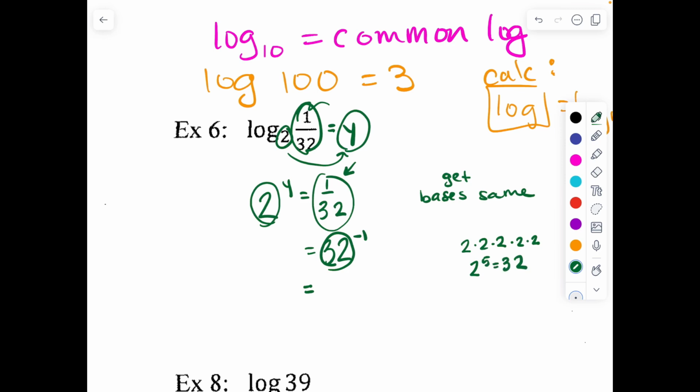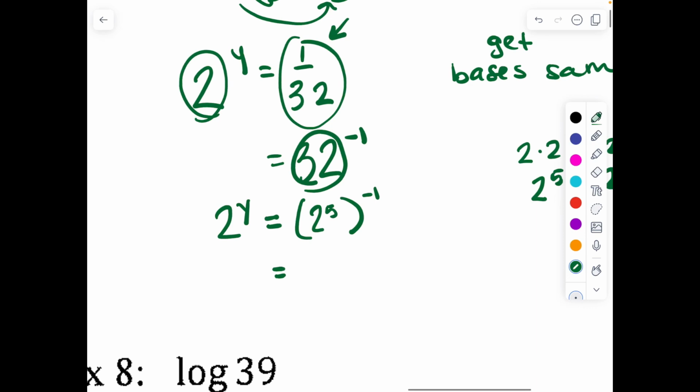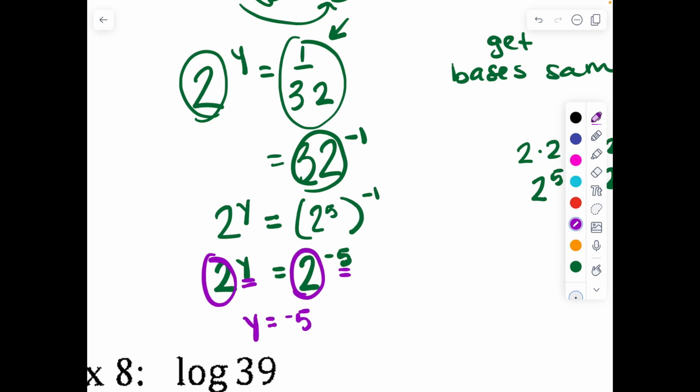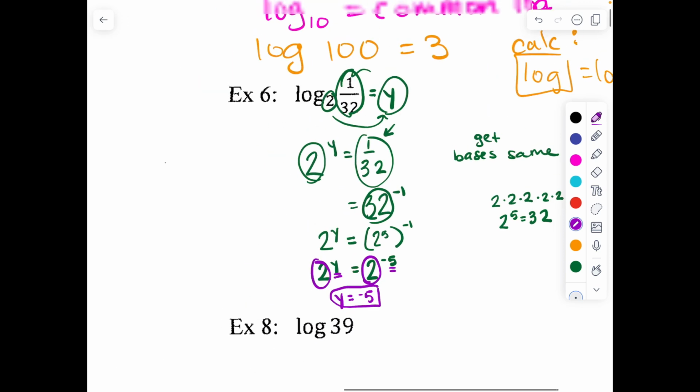So I can say 32 is actually 2 to the 5th, to that negative 1 power. Well, I know 2 to the 5th to the negative 1 is really just 2 to the negative 5. So now I officially have that same base, and I can say that y equals negative 5. And you can also verify this in your calculator.